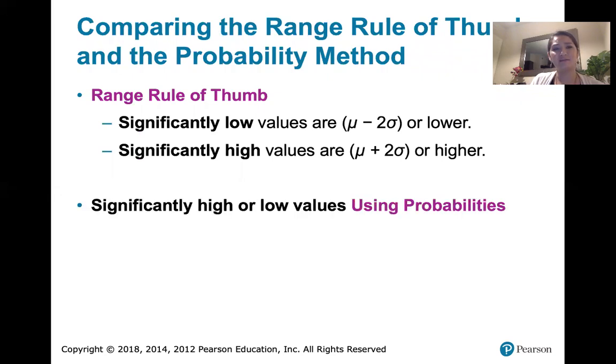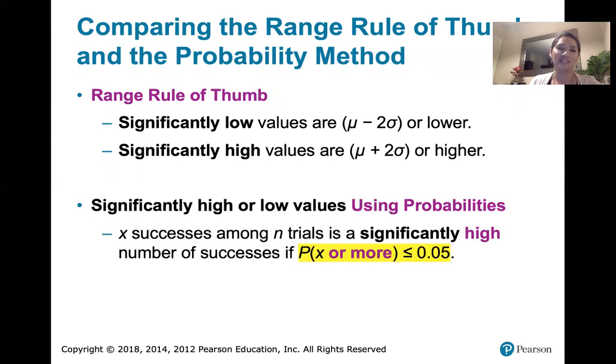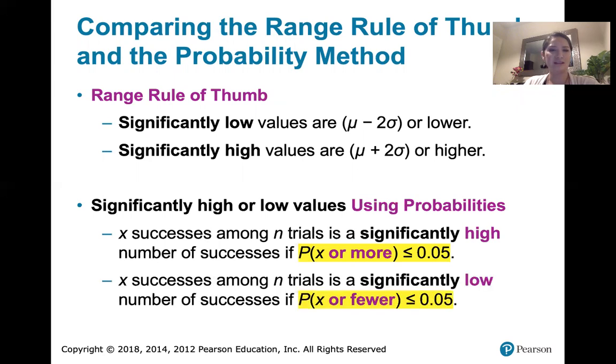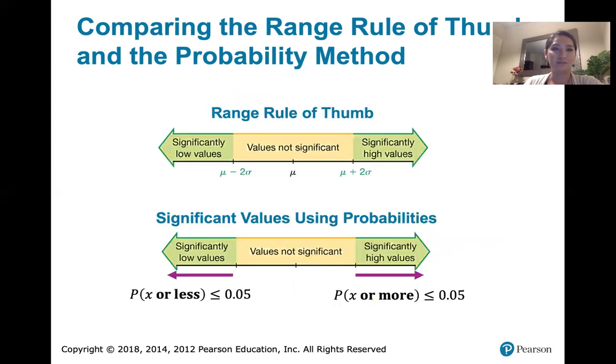Now, when we're using probabilities and we're talking about X successes among N trials, we say that there is a significantly high number of successes if the probability of getting X or more than X is less than or equal to 0.05 or 5%. And we're going to say that getting X successes in N trials is a significantly low number of successes if the probability of getting X or fewer successes is less than or equal to this 0.05 or 5%.